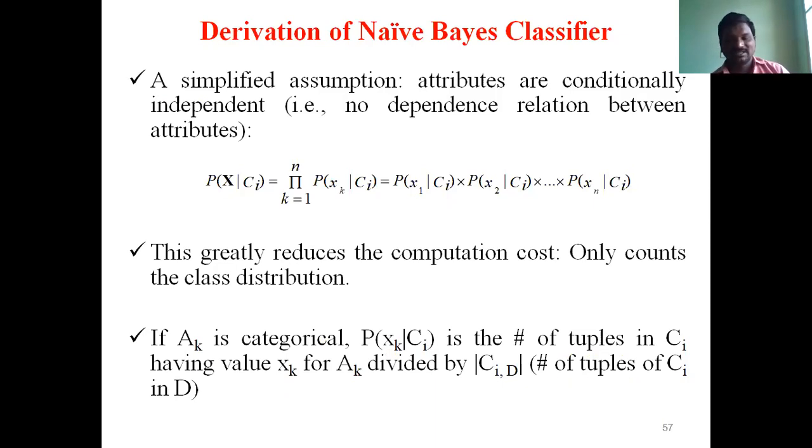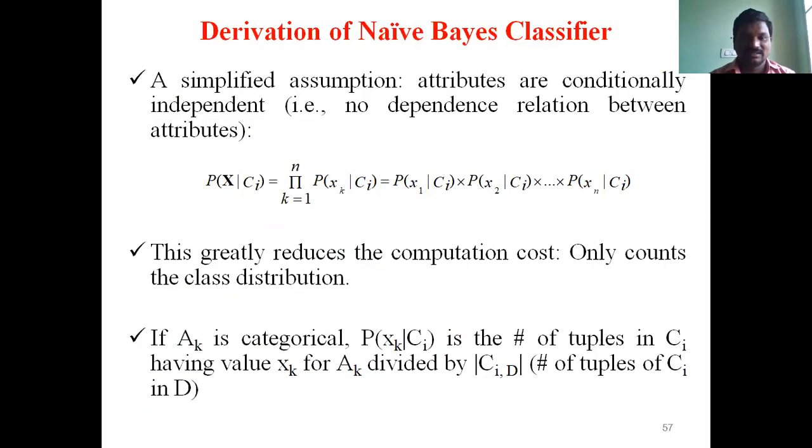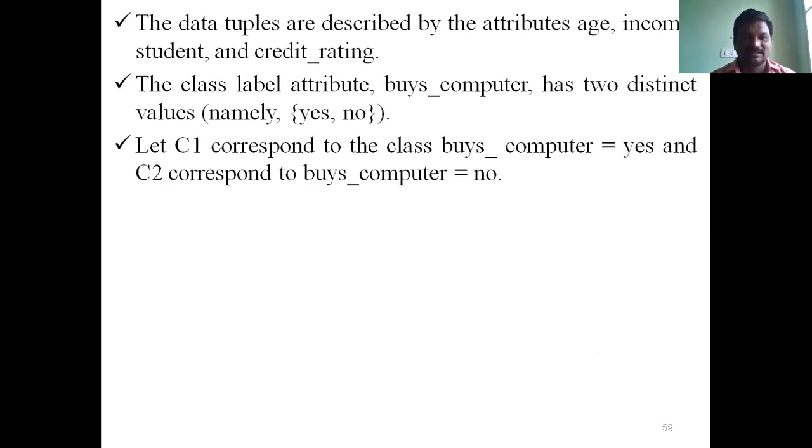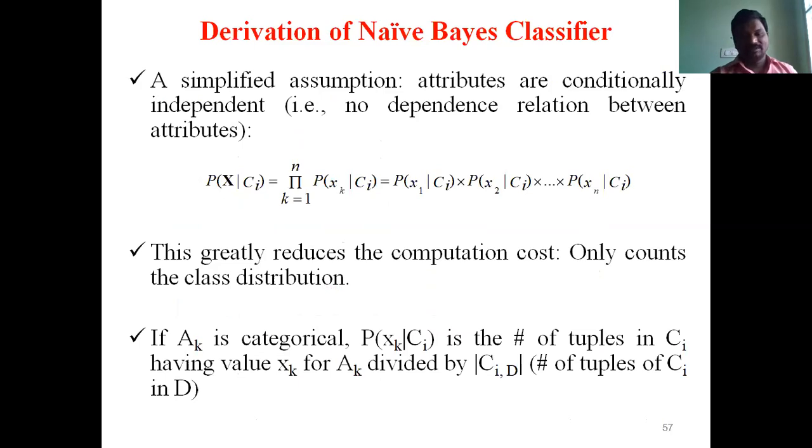Here Ci, in the sense, how can you represent it? All the no values and all the yes values in this data set. All the no values you are considering, and all the yes values you are considering. For example, these are the probability values, and here you are taking only this value.